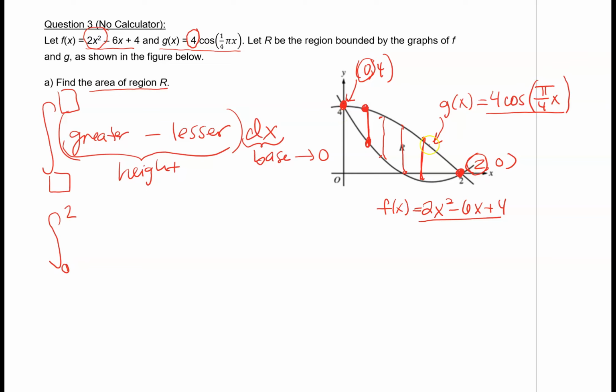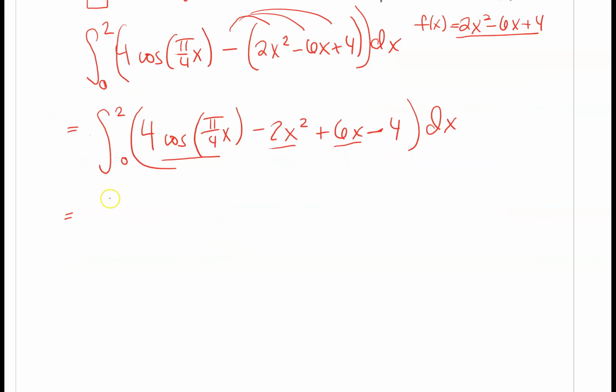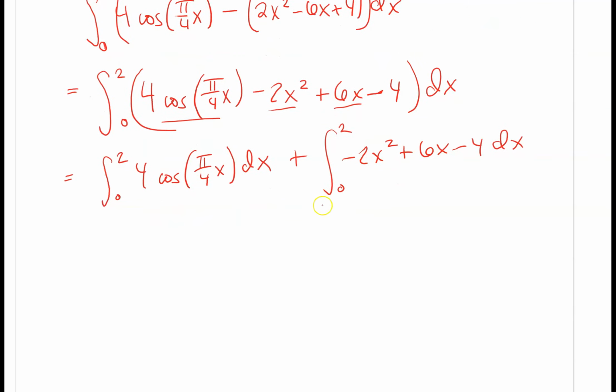And the cosine function is the greater function, so that's going to go first in my integral. And then I will subtract from it the quadratic function. Then I'm going to split this integral so I can integrate the cosine part separately, because I can see I'm going to need a u substitution for that, and then integrate the polynomial part separately. I'll do the polynomial part first because that's a little easier, and then I'll come back and do my u substitution for the cosine part.